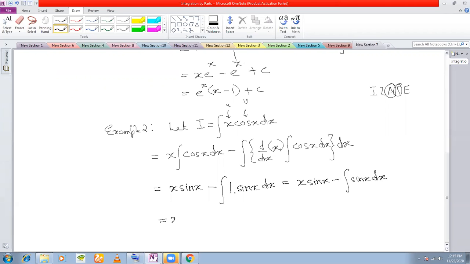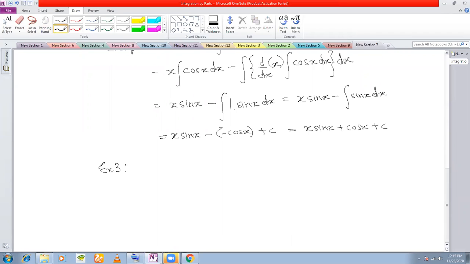So this becomes x sin x, and what is the integral of sin x? It is minus cos x plus c. This is done. So this is x sin x plus cos x plus c. This is your answer. Okay, let us take another example here.